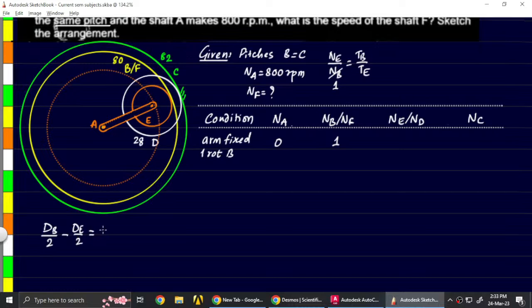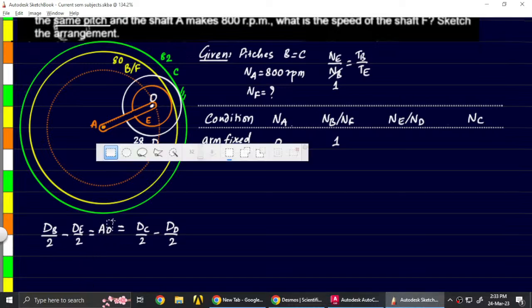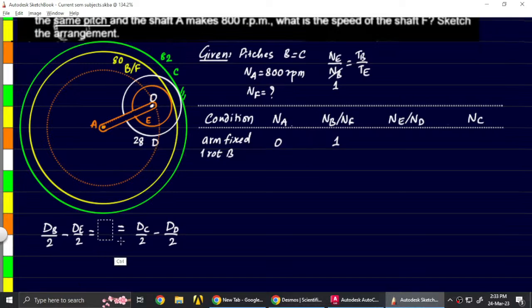So this is equal to the length, let us say this point, let's call it O. That is equal to AO. Now the same length AO will also be equal to diameter of C by 2, that is the radius of C, minus the radius of this one, that is D, so diameter of D by 2. Both are equal to the same length, so if we remove the factor of half from the center, these two will be equal.